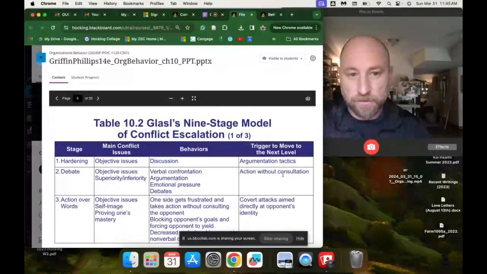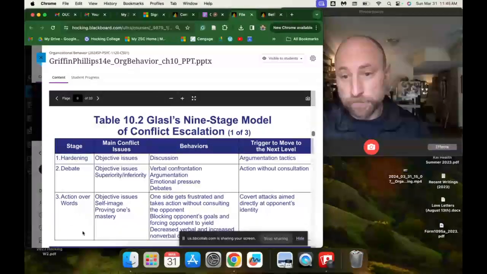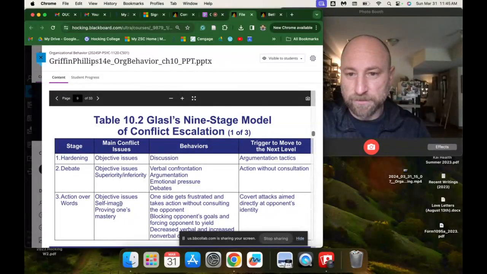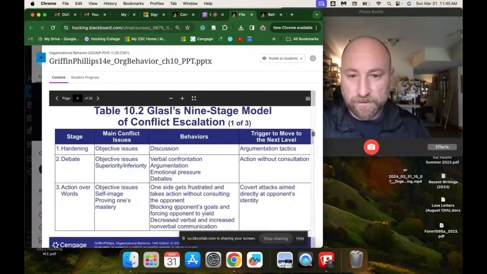Now it's action without consultation. Okay, what does that do? That moves things into the action realm. Actions over words. Now we've got objective issues, self-image, this stuff up here. Now someone's trying to prove mastery. What does that look like?